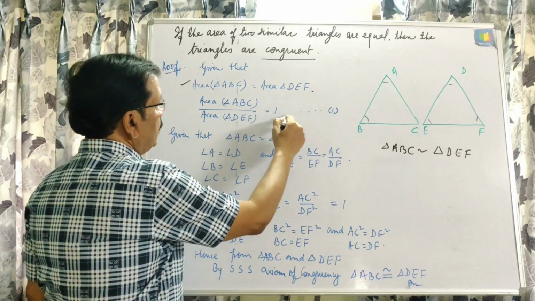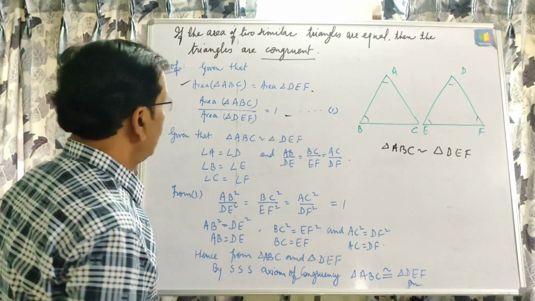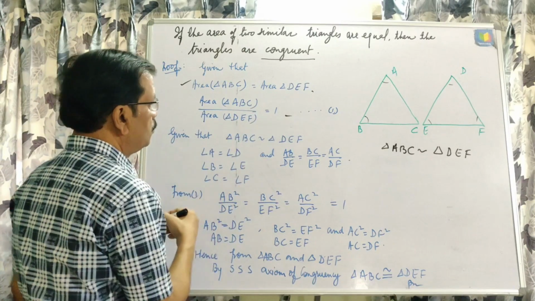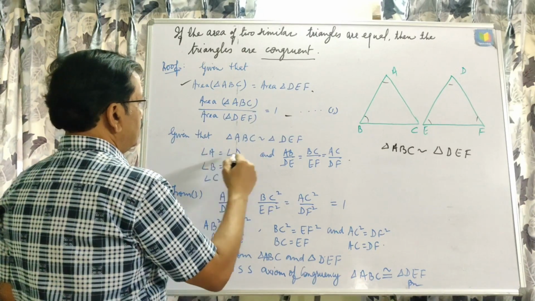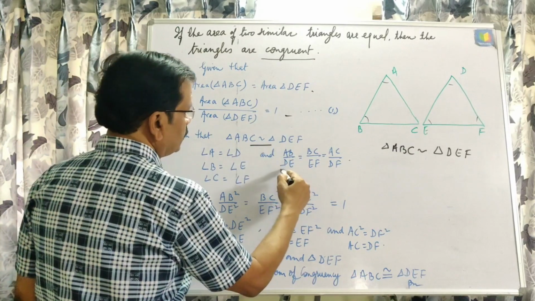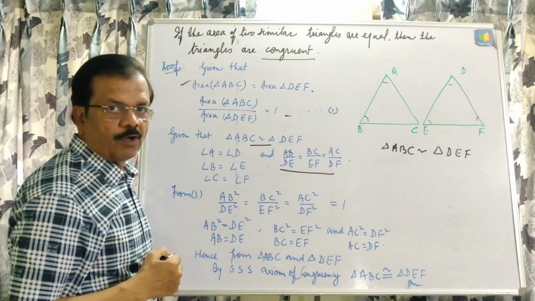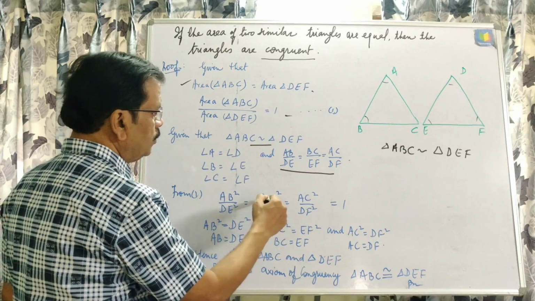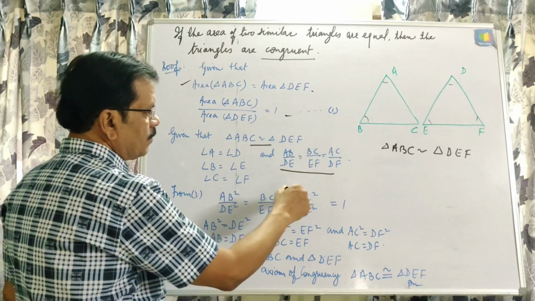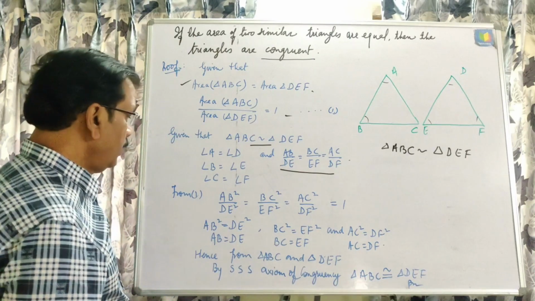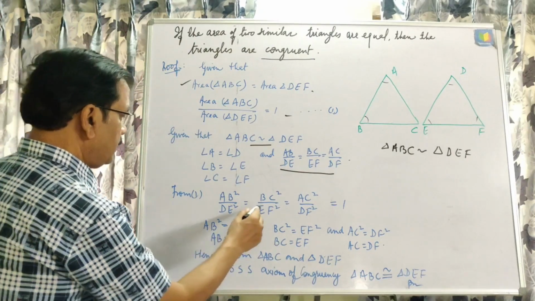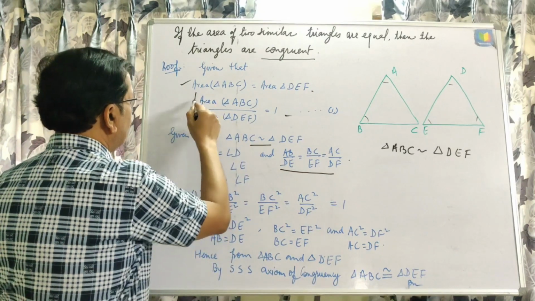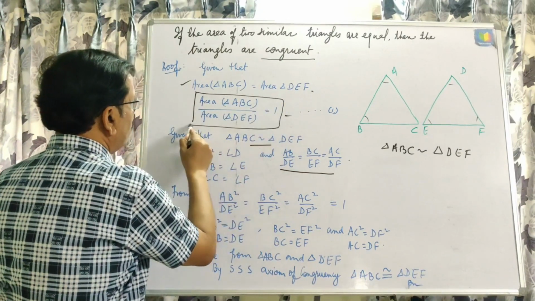Dividing this, we will get 1. Area of triangle ABC upon area of triangle DEF is equal to 1. But since these two triangles are similar, this condition will be followed. Squaring this, AB square upon DE square is equal to BC square upon EF square is equal to AC square upon DF square. And this is equated to 1 because this is given from equation number 1.